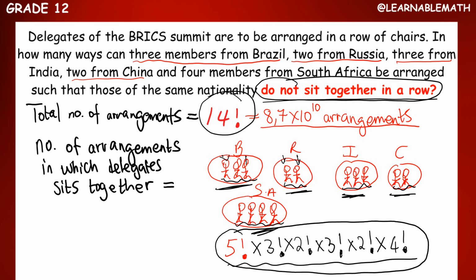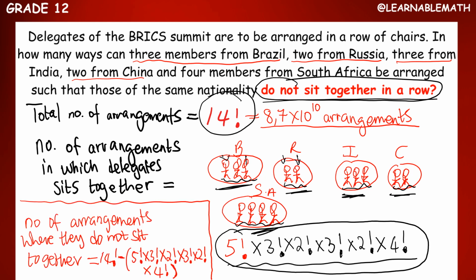So the final answer, let me say, the number of arrangements where they are not together. So the number of arrangements where they do not sit together, we are going to say the total number of arrangements, that is our 14 factorial. We remove those arrangements where they are actually seated together. Then our answer will give us the total number of arrangements where they do not sit together.